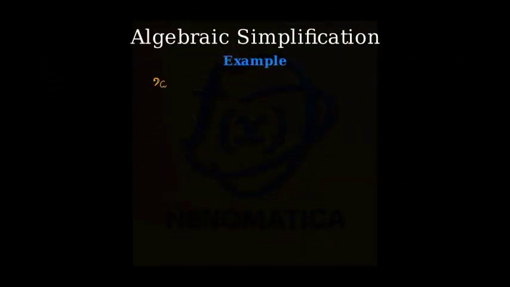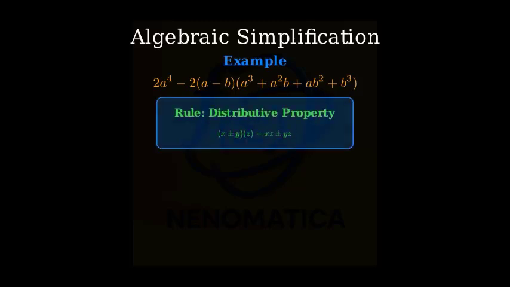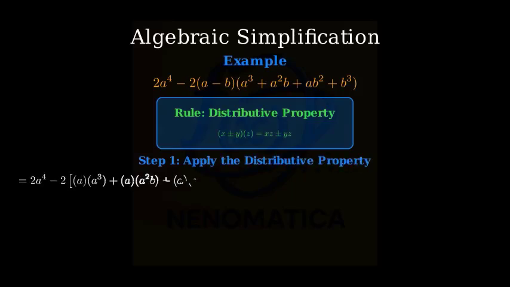We need to simplify the expression. 2a to the fourth power minus 2 times the quantity a minus b times the quantity a cubed plus a squared b plus ab squared plus b cubed. Let's start by applying the distributive property. We need to distribute a minus b across the second factor. The first term stays the same as 2a to the fourth.